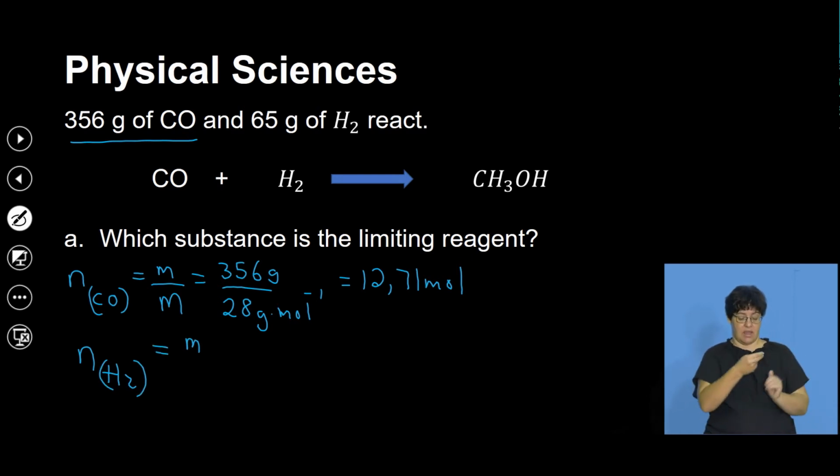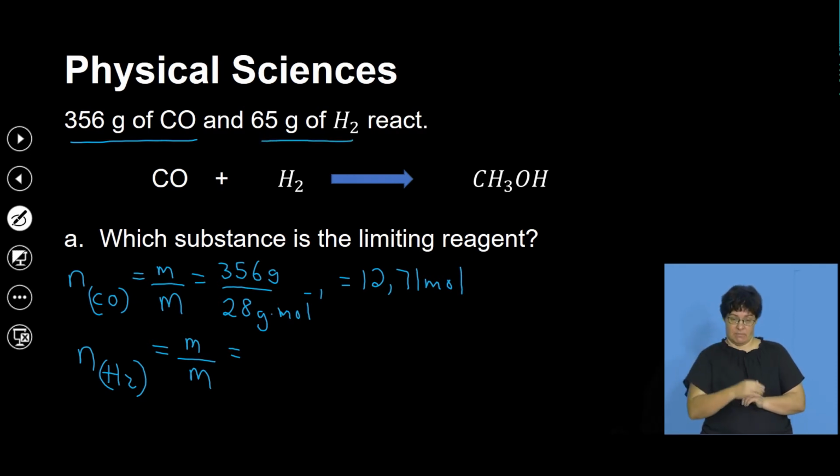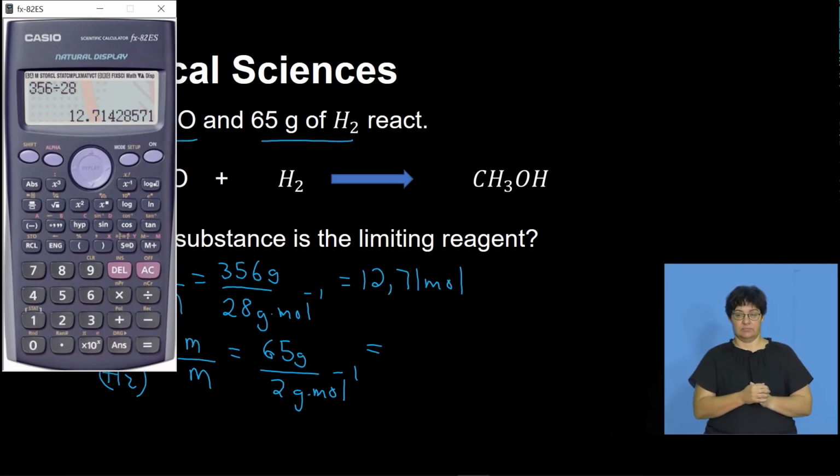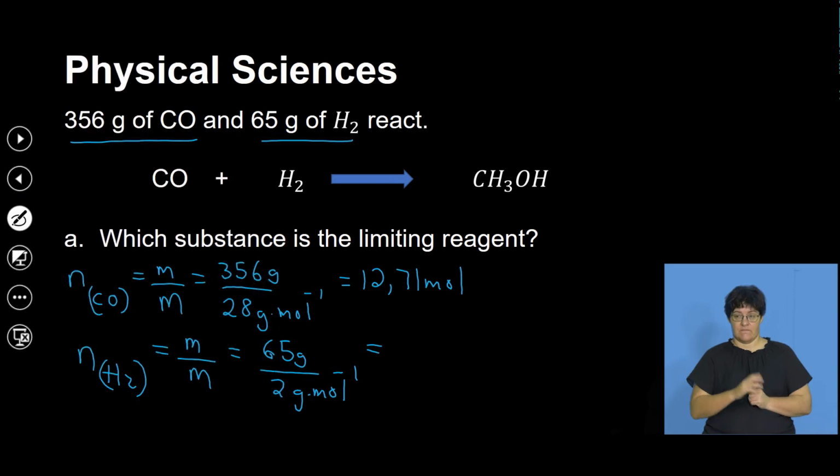And then what about the moles present in 65 grams of hydrogen? The mass of the sample over the molar mass. This sample has a mass of 65 grams, divided by the molar mass of hydrogen gas, which is 2 grams per mole, from the periodic table. If we go to our calculator, 65 divided by 2 gives us, as a decimal fraction, 32.5. So that's 32.5 moles.